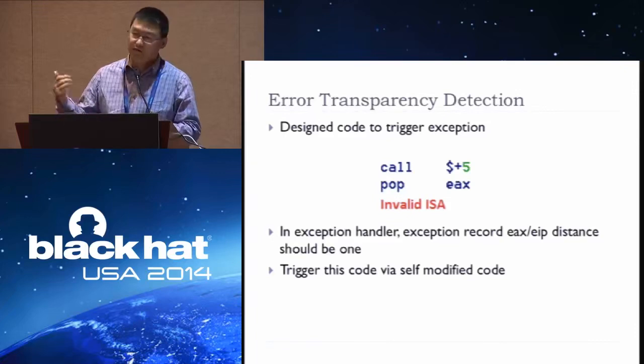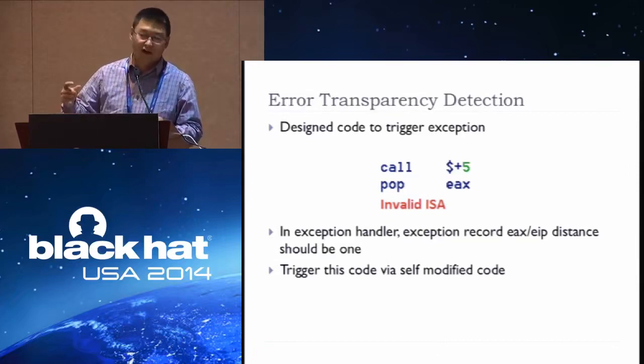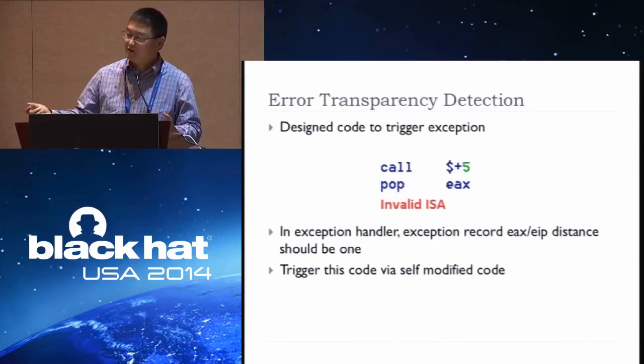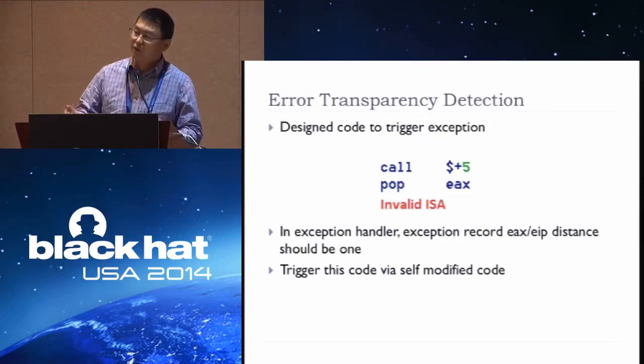Say this is very typical code to get the current EIP address. So call next instruction, pop EAX. At that time, EAX keeps the current EIP address. So if you put an invalid instruction there, then you will see the exception happen. If you put that within the trace cache, this kind of block, you will get the exception record, right? At that time, you will see the EAX and the EIP, the distance should be 1, because this is a specially designed case by yourself. This one, you can only trigger by self-modified code, because this is the bug from DynamoRIO in the self-modified code.